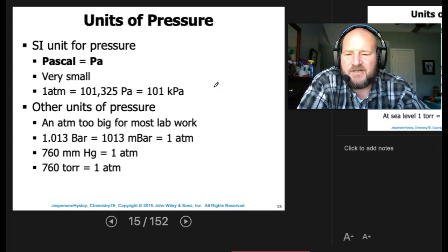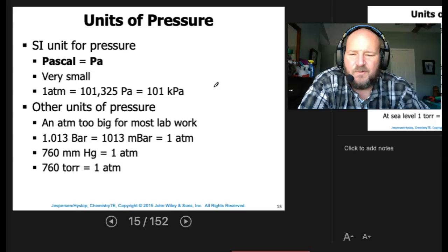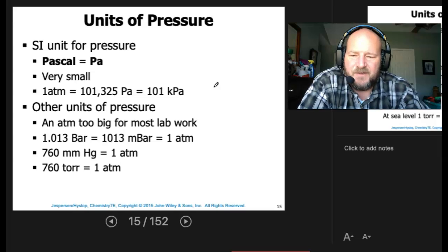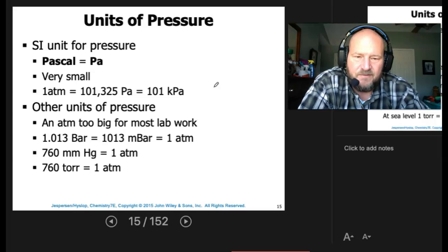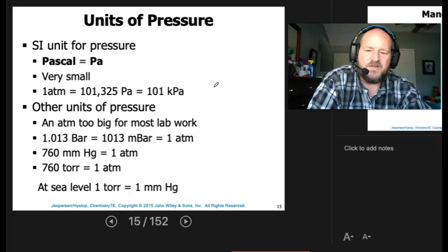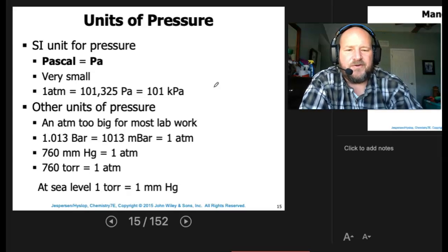Other units of pressure: an atmosphere is too big for most lab work, so we'll use bar. 1.013 bar is equal to 1 atmosphere, right? So 1,013 millibars. 760 millimeters of mercury is equal to 1 atmosphere. We'll also see torr: 760 torr is equal to 1 atmosphere. And again, at sea level, 1 torr is equal to 1 millimeter of mercury.